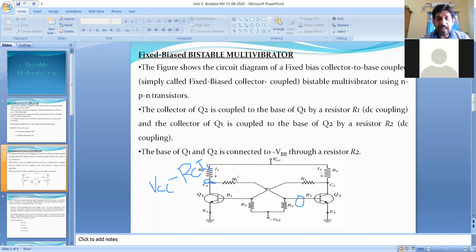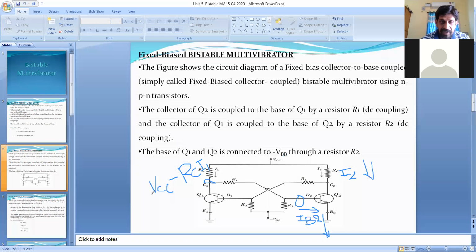Therefore, as the collector voltage of Q1 decreases, the base current decreases. The current flowing into this base is IB2, and IB2 goes on decreasing. When it decreases, the I2 current also decreases, because the conduction decreases. I2 also decreases. When I2 decreases, what happens?